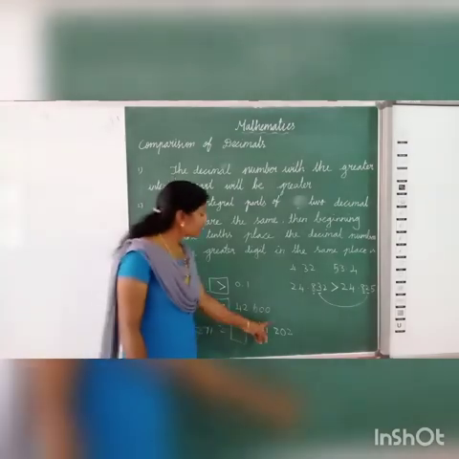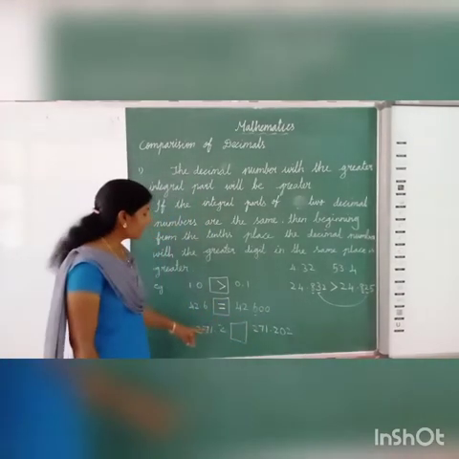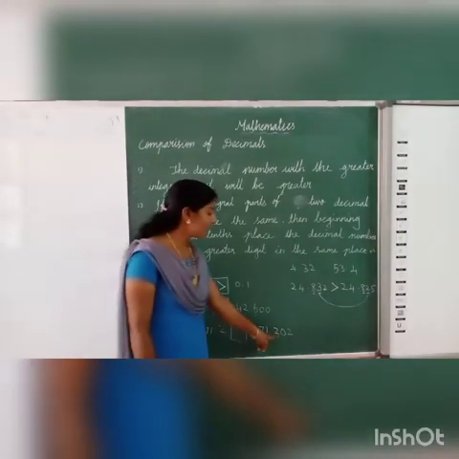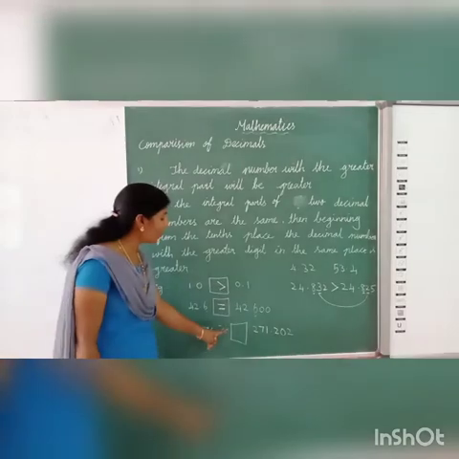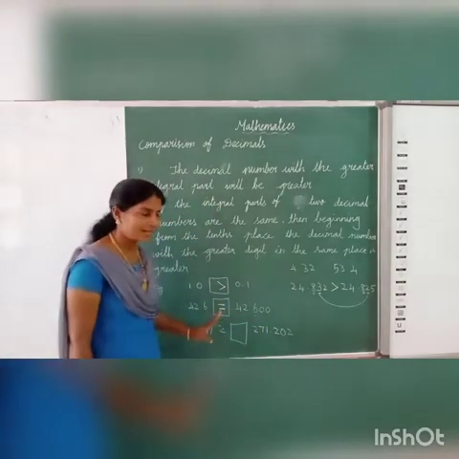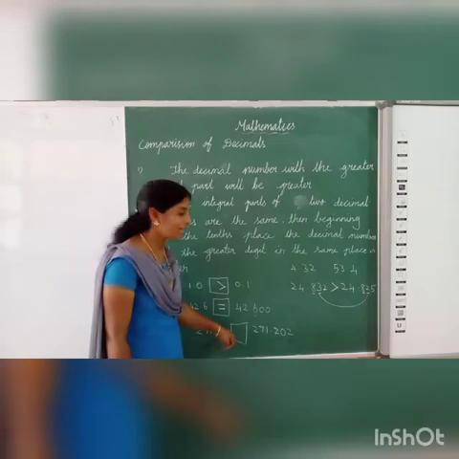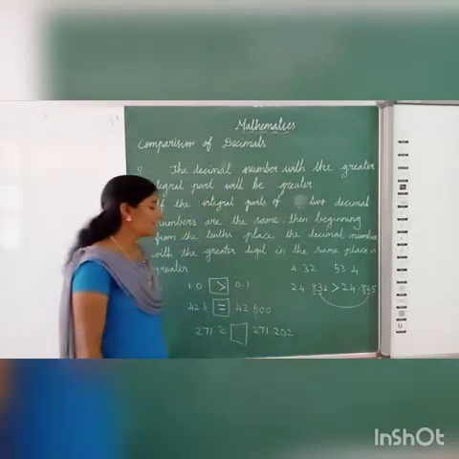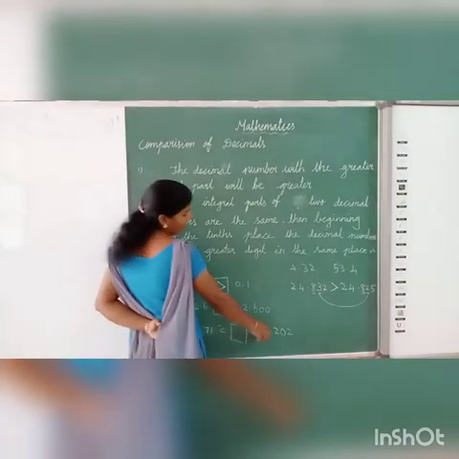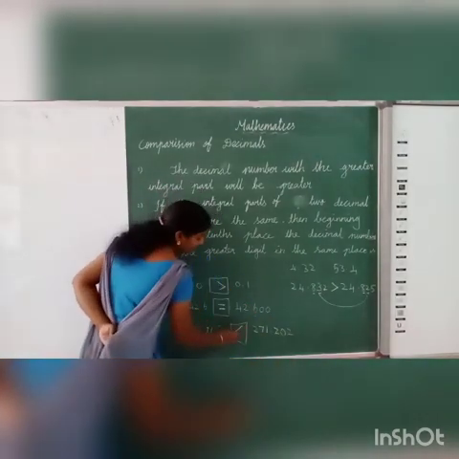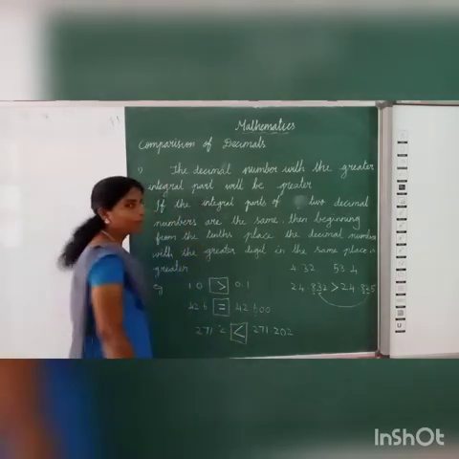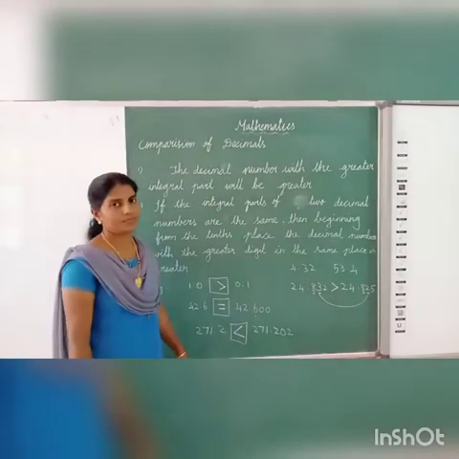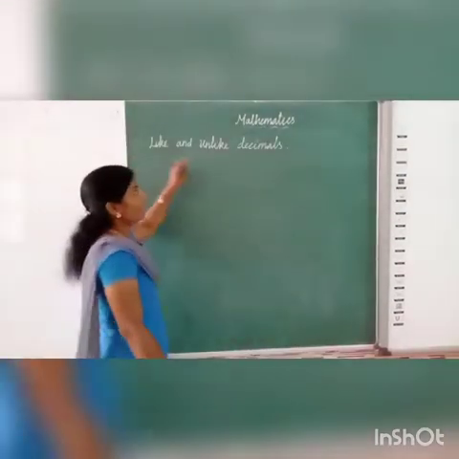Now the next one. 271, the integral parts are the same. Now we can compare the decimal part. Here in the tenths place 2. Here also 2. Then here no number. Here 0. 0 means same, isn't it? Then here the hundredths place. Here 0. Here 2. Which is greater? In the hundredths place, 2 is greater. So we can say 271.202 is greater. So 271.2 is less than 271.202. Are you clear?